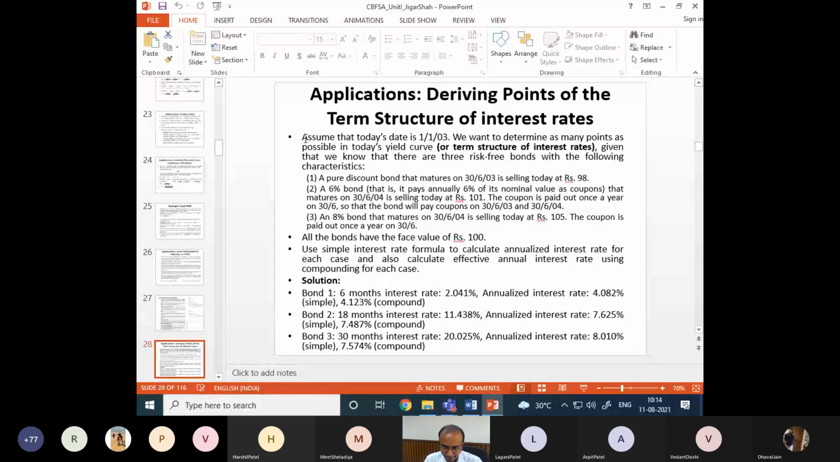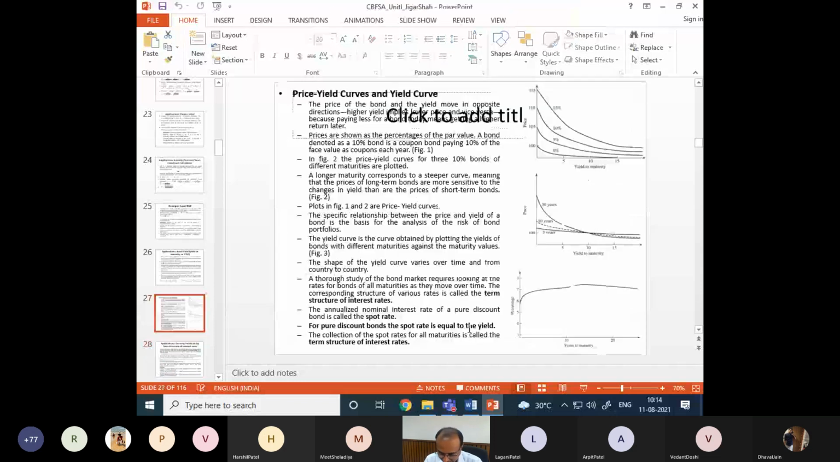And now we go through the example that we had left unsolved last time, right? Because of the time limit. So I repeat this example. So we have given this data. Assume today's date is 1st January 2003. We want to determine as many points as possible on today's yield curve. So we want to obtain this yield curve. So we are taking a few points. Actually, it's a computerized procedure that we see in MATLAB, but let me do it manually first.